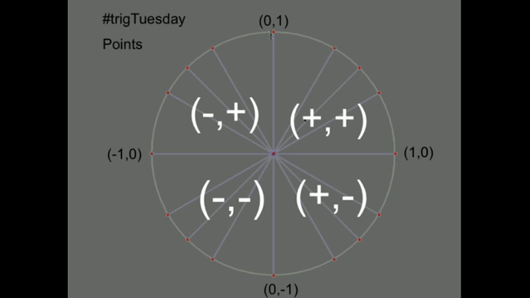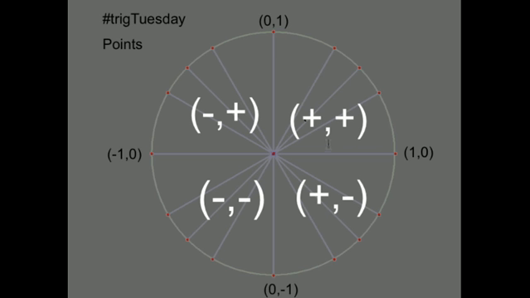If we go up 1, we're at 0, 1. If we go down 1, we're at 0, negative 1. Those are probably the easiest points to figure out on your unit circle, and you can get those real quick. The next points we're going to talk about are the ones inside the quadrants, and we're going to take them in sets of 4.